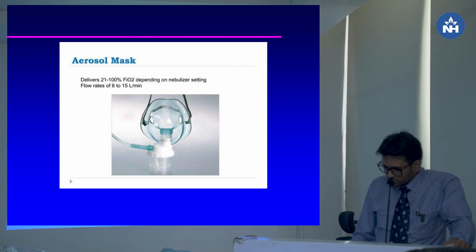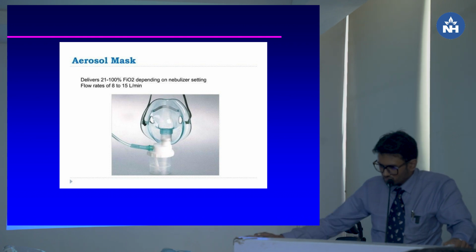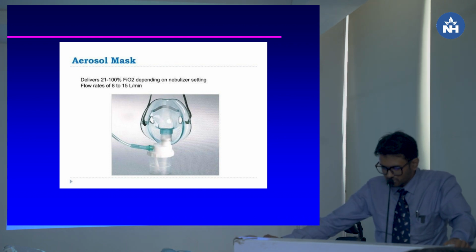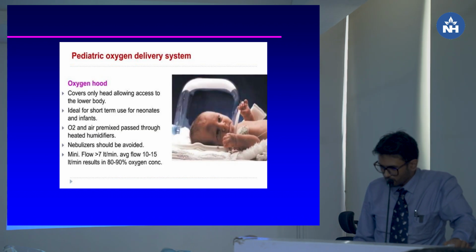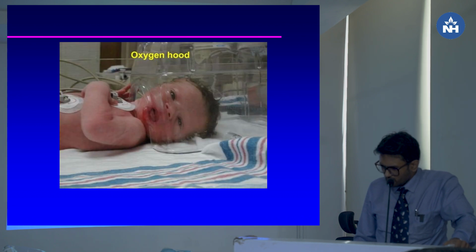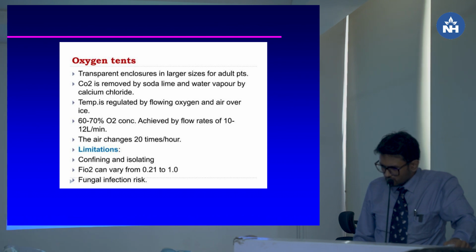This is a type of aerosol mask. It can deliver up to 100% FiO2 depending on the nebulizer setting. The flow rate should be 8 to 15 liters per minute. In pediatrics, there are different types. One is the oxygen hood. This is the oxygen hood, the oxygen tent.